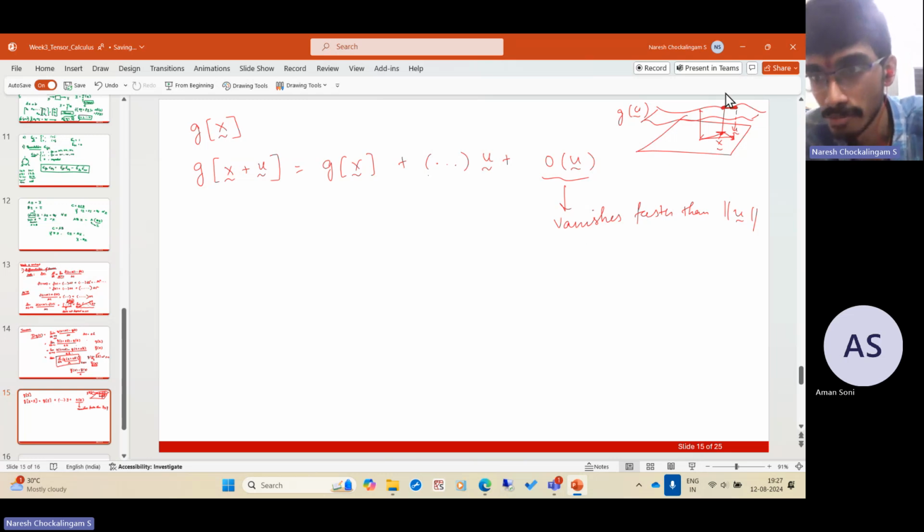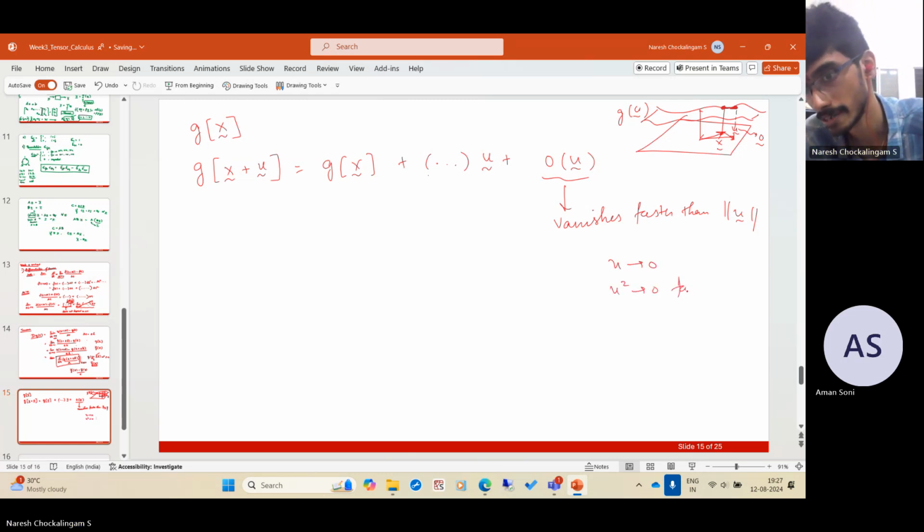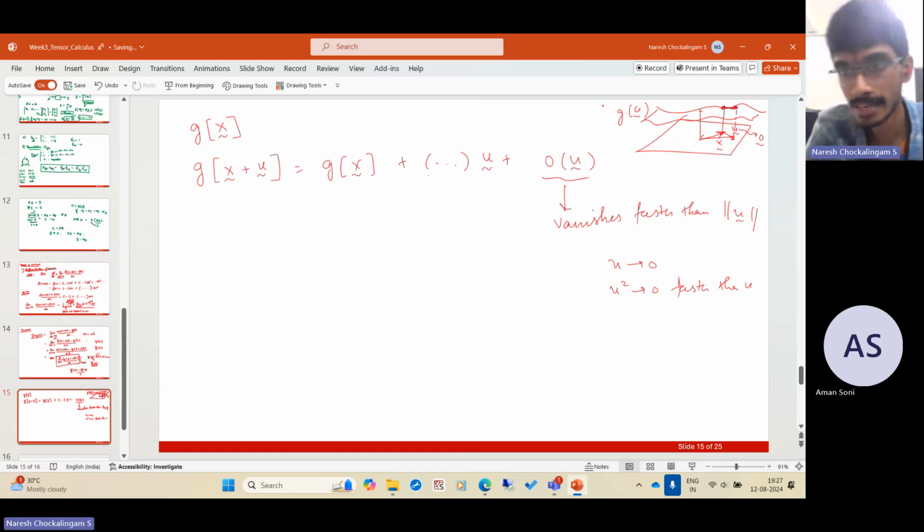So as you bring these two points closer and closer, as you let u approach 0, there are certain terms that will vanish faster than u. U goes to 0 at a certain rate. U squared goes to 0 faster than u, right? Similarly, in the context of vectors, you have two points. You're letting the second point approach the first point. As it approaches, u goes to 0 in a linear fashion. But there are terms in this which go to 0 faster than u going to 0. You club all those terms together and call it O of u.